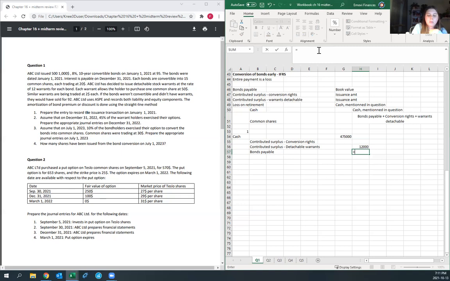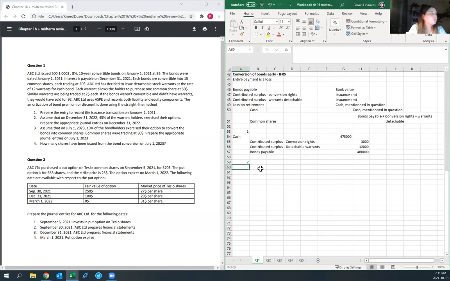And then your bonds payable is going to be 500 bonds times $1,000 each. And if there wasn't contributed surplus, it would be sold at 92, so times 92%. So that's $460,000. And then you plug your conversion rights. So 475 minus 12 minus 460. That gives you conversion rights of $3,000. So that's it for the issuance transaction.